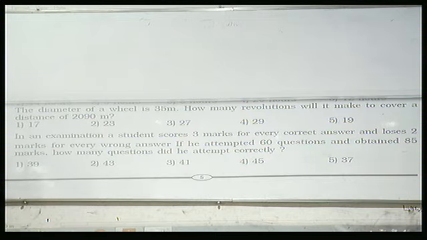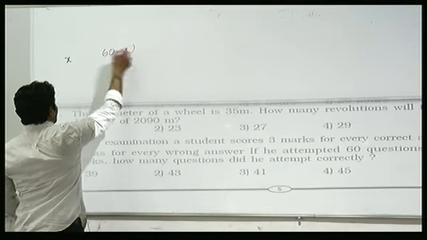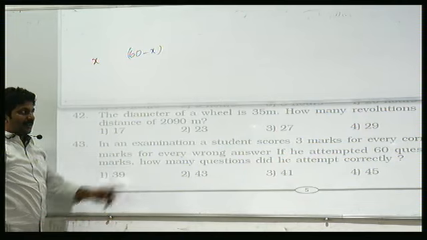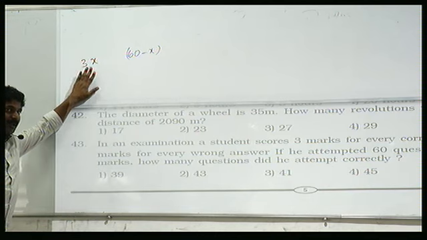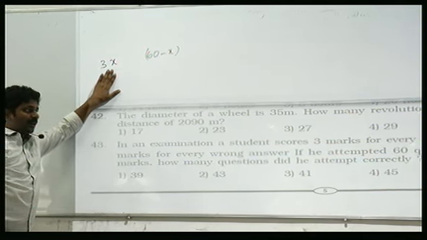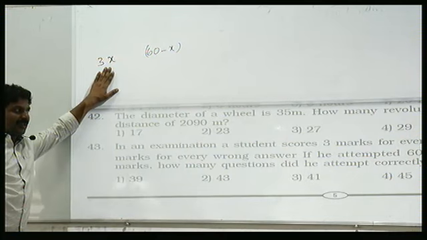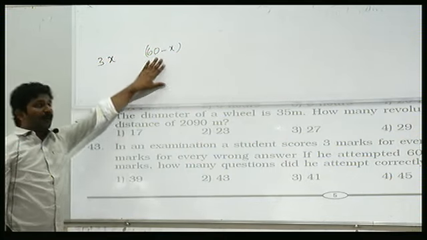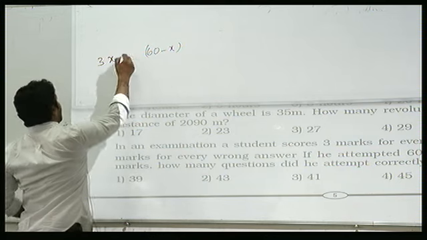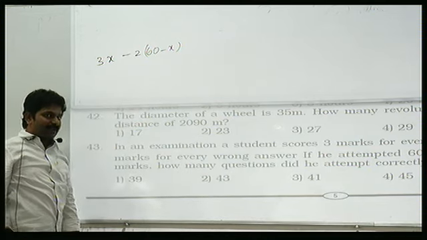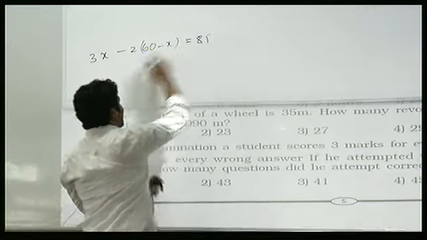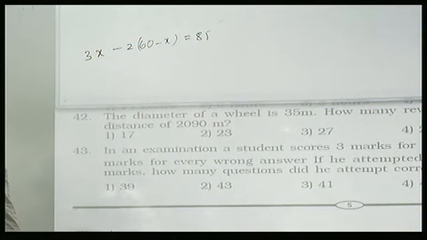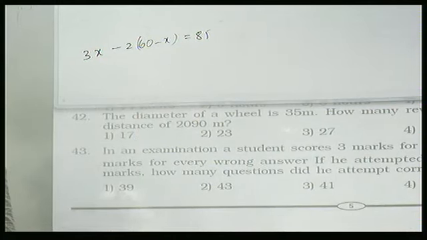Right, the number of questions attempted correctly, let it be x. And questions given wrong answer become 60 minus x. Each question which is correct carries 3 marks. So total marks obtained from x correct questions is 3x, and each wrong answer carries 2 negative marks. So out of 60 minus x wrong questions, subtract 2 into 60 minus x, and the total number of marks in the exam is given as 85. If you solve it, you will get your answer. This is one way. The other way is the reverse method.